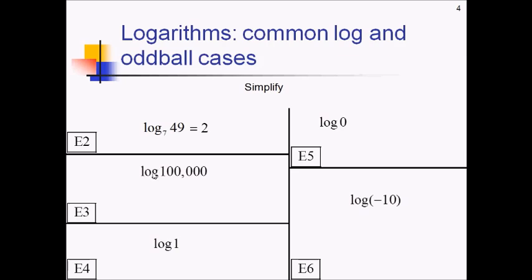This next one, we don't see a base down here, so if we don't see a base, there's an invisible 10 down there. Log is really log base 10 by default. So the power we have to raise 10 to get 100,000, well, we just have to count the zeros here. That's going to be 5.